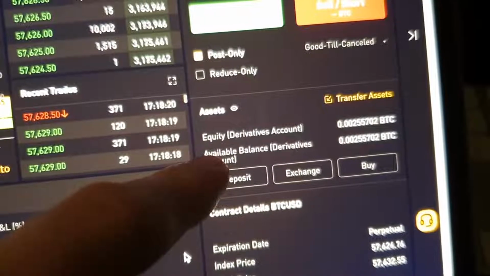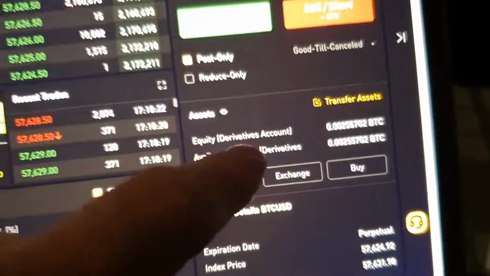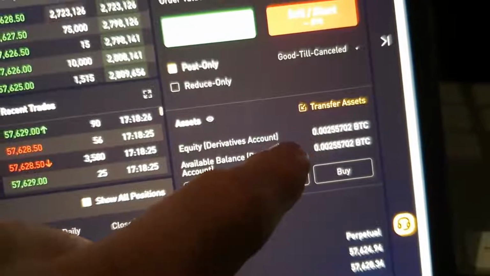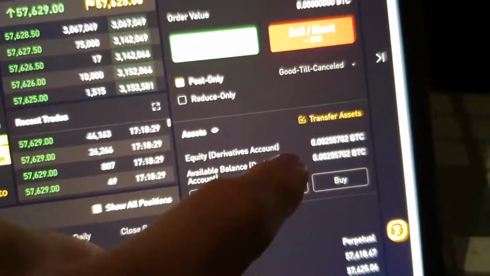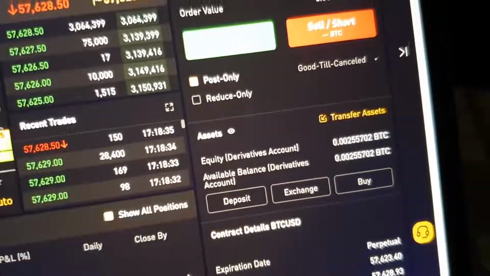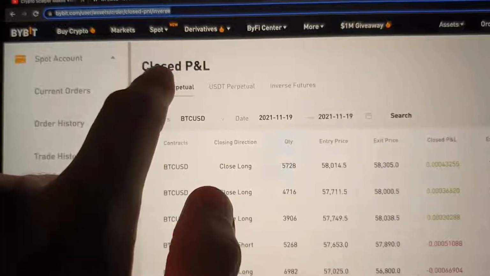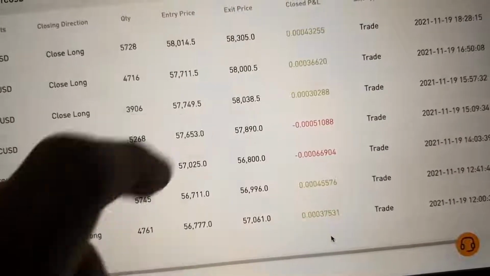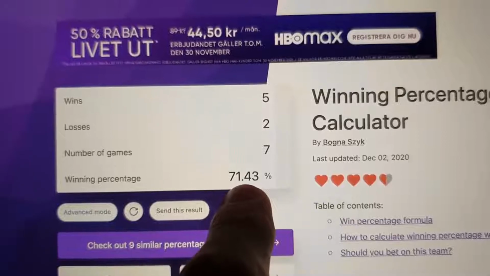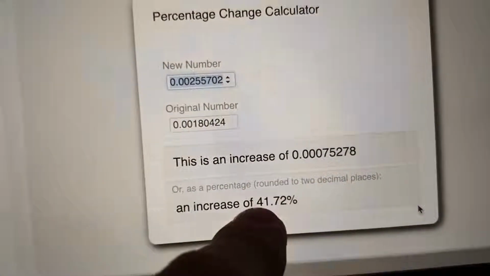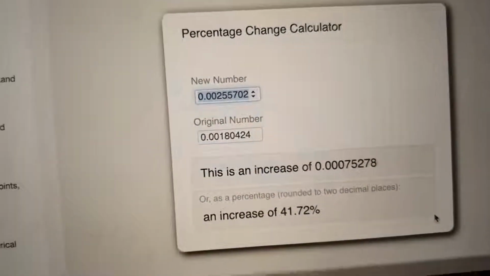Alright guys, I don't know why, but this day felt a bit rough today. But in the end, I had a win rate at over 71% and I grew the account balance by 41% in one day. Not the best day maybe, but I mean 41% in one day. I couldn't complain about that. And as you can see here on my closed P&L on Bybit for today, I had 5 wins here and 2 losses, which is a win rate at 71.43% for today's trading. And I was able to grow the account by 41.72% in one day.